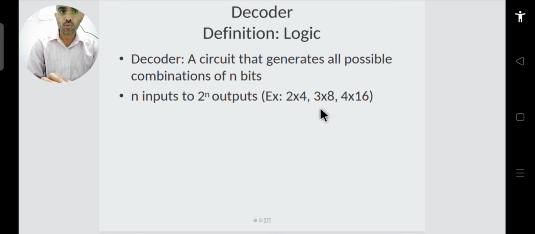Okay, so it is a 2 cross 4 decoder. Similarly, if there are 3 inputs, then the number of outputs will be 8. Why? Because 2 to the power 3 is equal to 8. So this circuit generates all the min terms, or you can say all the possible 2 to the power n combinations of n variables, or the n inputs. So this type of circuit is called a decoder.